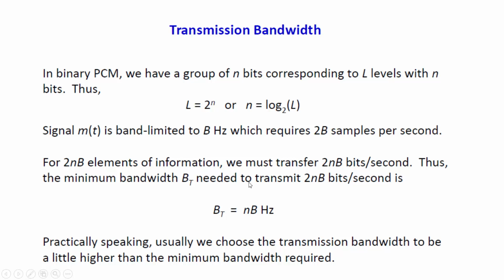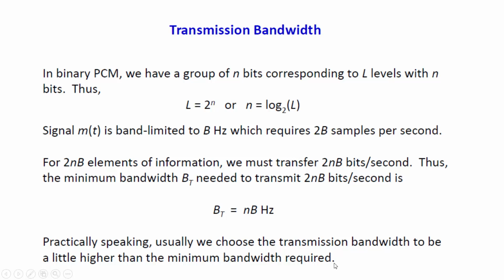Usually, we define the sampling theorem the other way: if this is the bandwidth, then the sampling rate has to be this. But here we are trying to find the minimum bandwidth. What is the minimum bandwidth when you have to send 2nB bits per second? It is BT equal to nB hertz. The point is the same; you are only discussing it from both angles. Practically speaking, usually we choose the transmission bandwidth to be a little higher than the minimum bandwidth required.